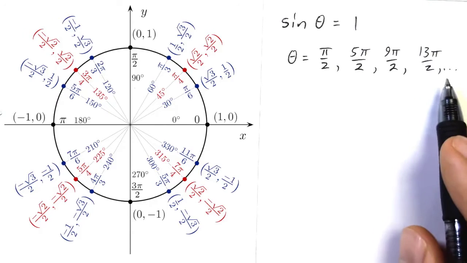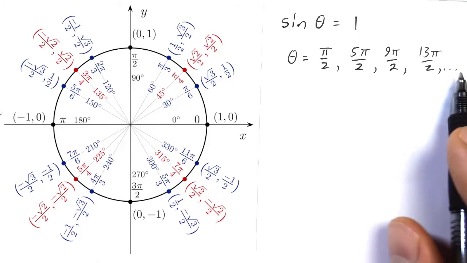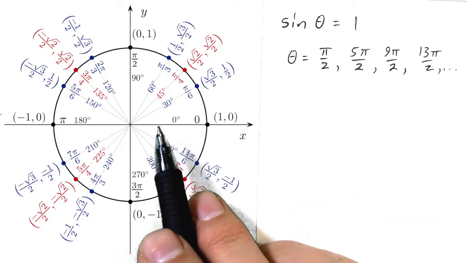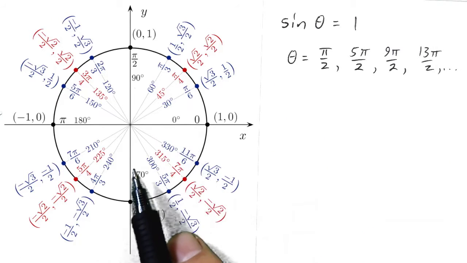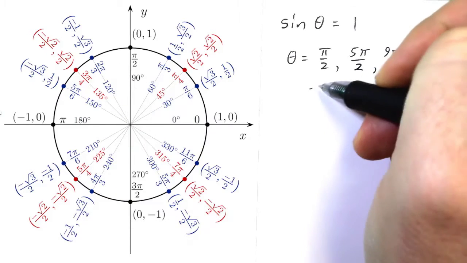In fact, I could just keep going. This goes on and on infinitely many times. And I also can do negative angles. I could do negative 1 pi over 2, 2 pi over 2, negative 3 pi over 2.